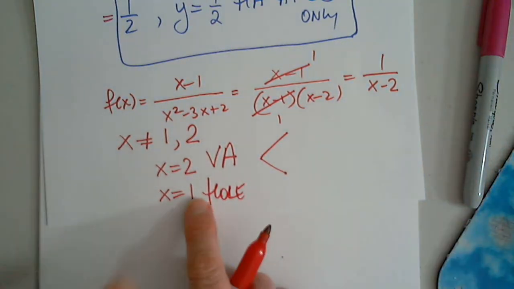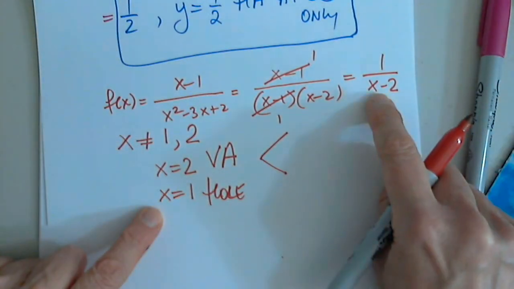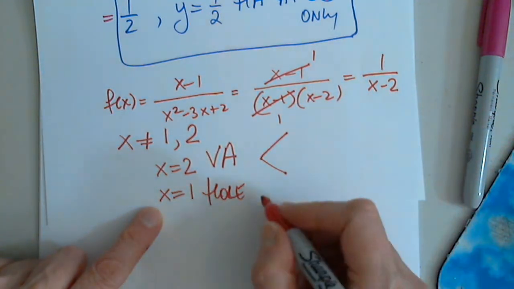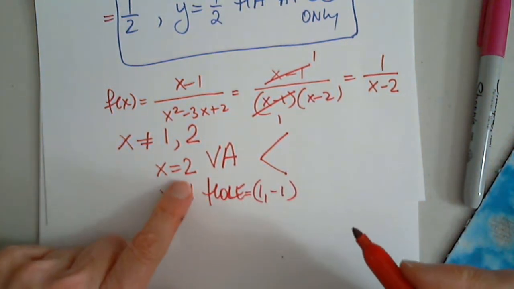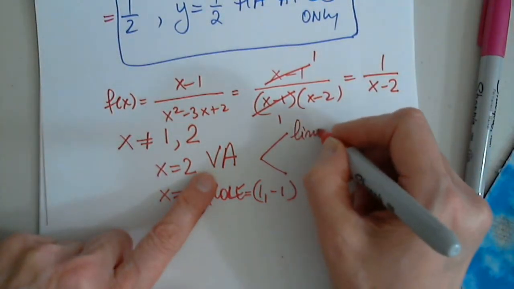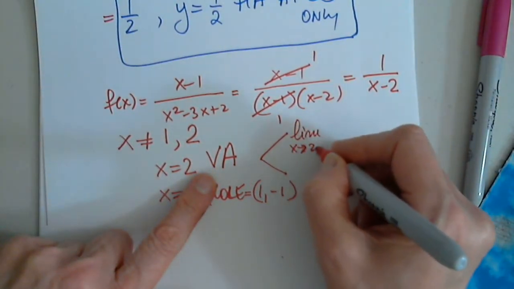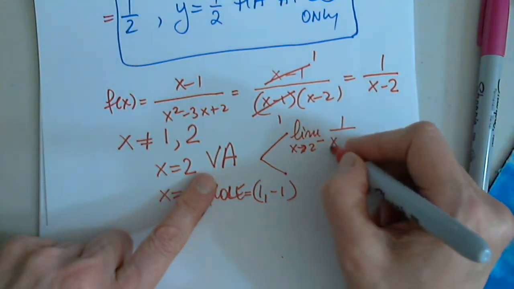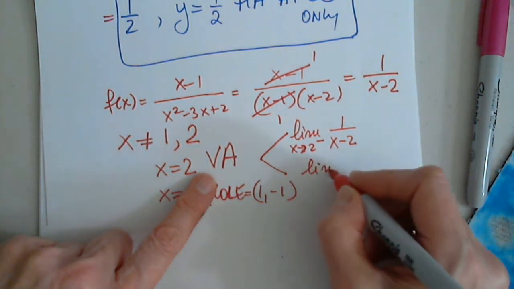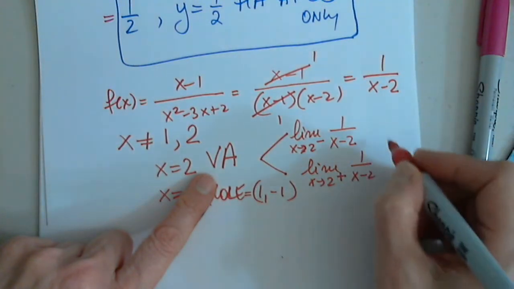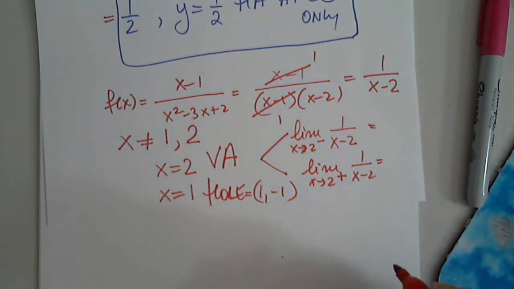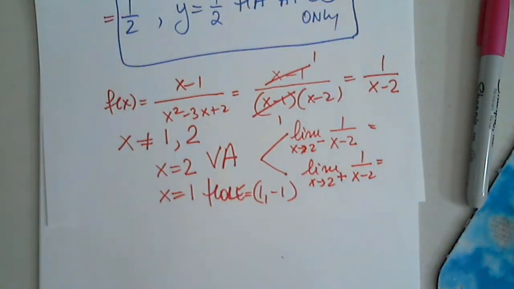Okay. And the hole will be, when you plug in 1 here, 1 minus 2, negative 1. So (1, negative 1) will be the hole. But for the vertical asymptote, I have to find the limit as x approaches 2 from the left of 1 over x minus 2, and the limit as x approaches 2 from the right of 1 over x minus 2. So what are these answers? Anyone?